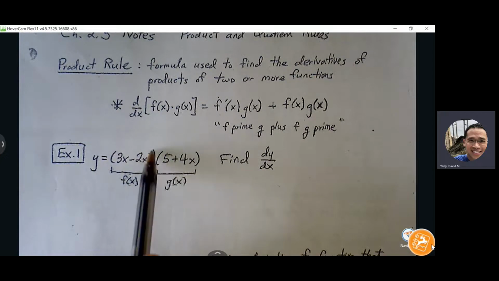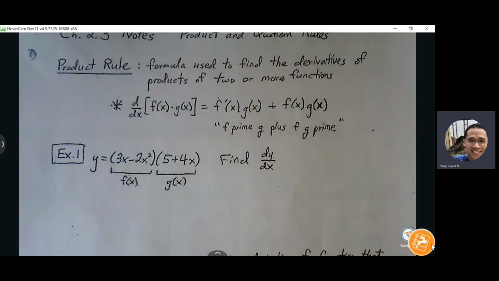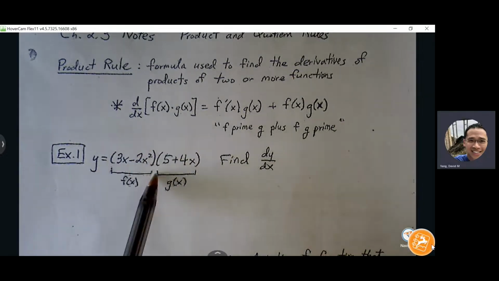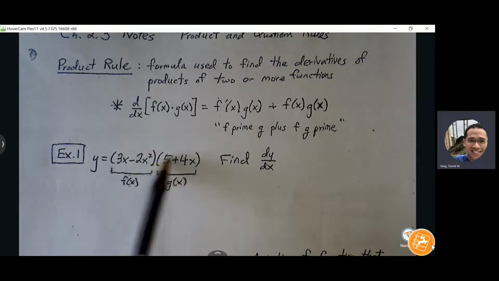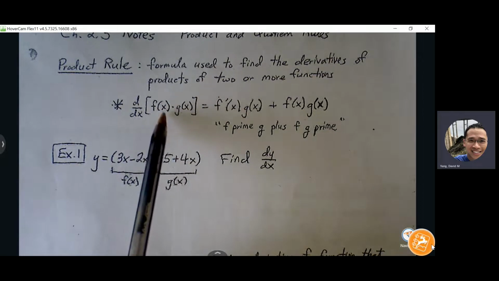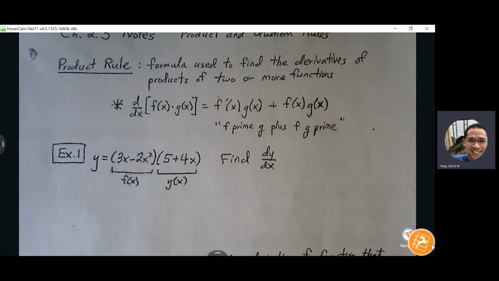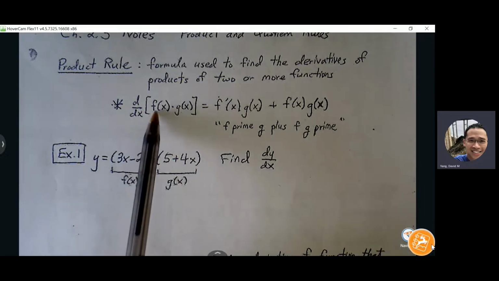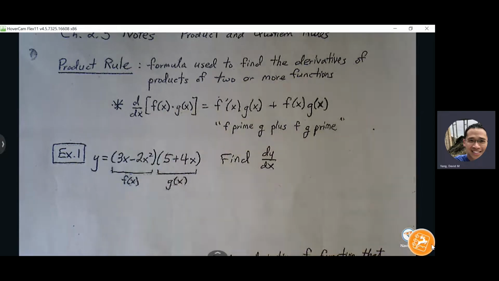Imagine I had these two expressions, right? 3x minus 2x squared and 5 plus 4x. I can find the derivative of this function without having to expand everything out because I'm going through product rule. So in product rule, we assign one expression as f, and we assign the next expression as g. It doesn't matter which one is which. I just typically, whatever comes first, name it f. Whatever comes second, I name it g.